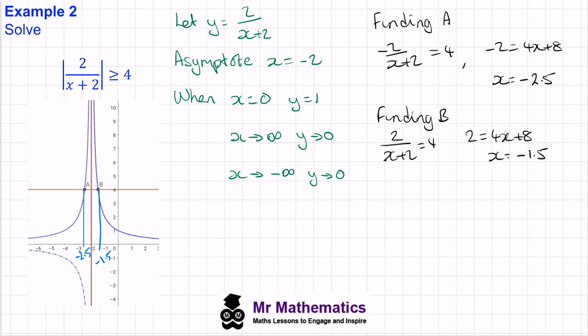So our solutions then are when x is greater than or equal to negative 2.5, but less than negative 2. We know it can't be equal to negative 2 because at negative 2, this is undefined. And the other solution could be when x is less than negative 1.5 but greater than negative 2.